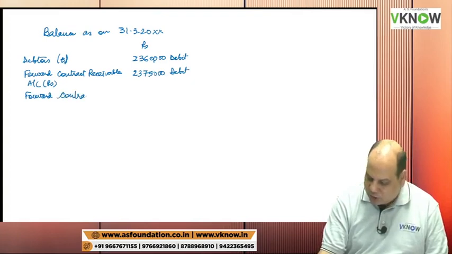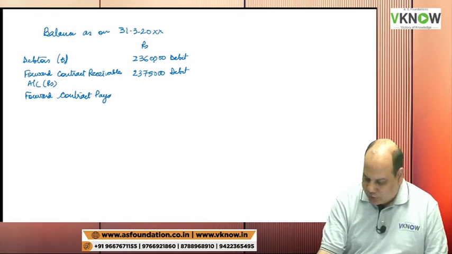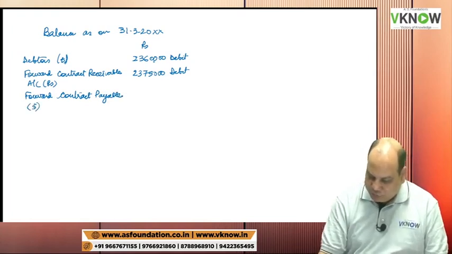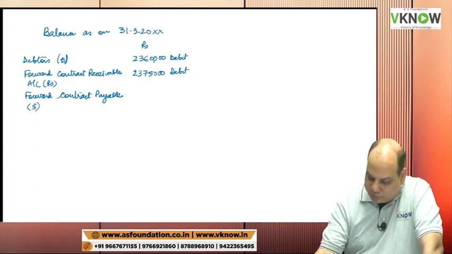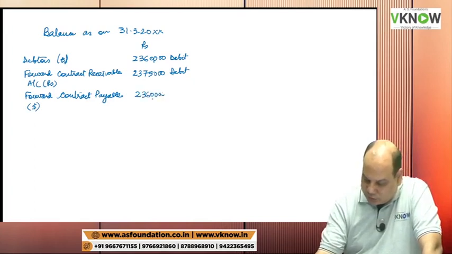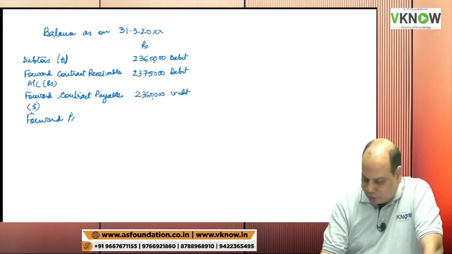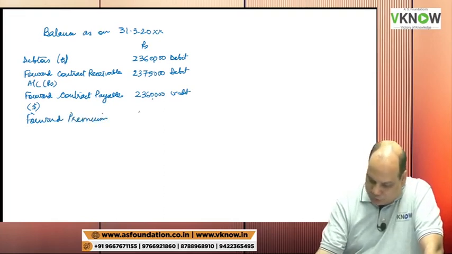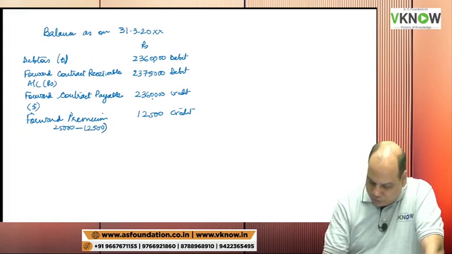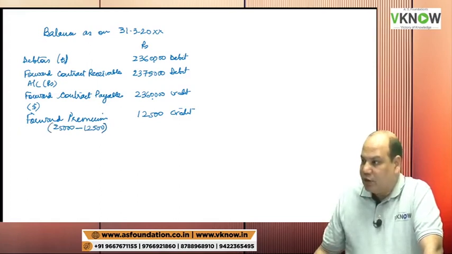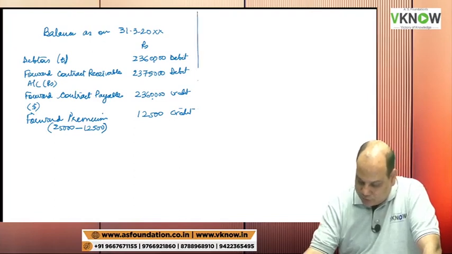I am making a list of the ledger account balances which I have. Forward contract payable in dollar. That means my liability is in dollar and the balance is 23,60,000 credit balance. And I have a forward premium account balance, 12,500 rupees credit balance, because out of 25,000 we have already transferred 12,500 in the P&L account. So these are my balances.